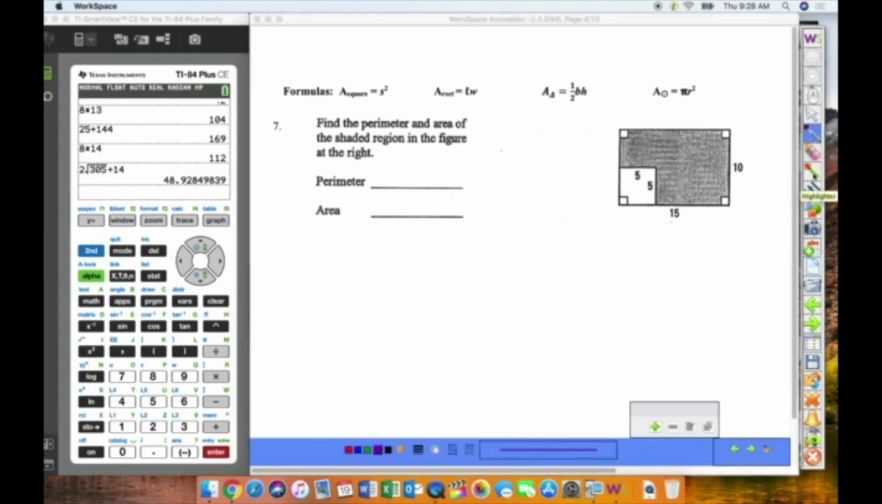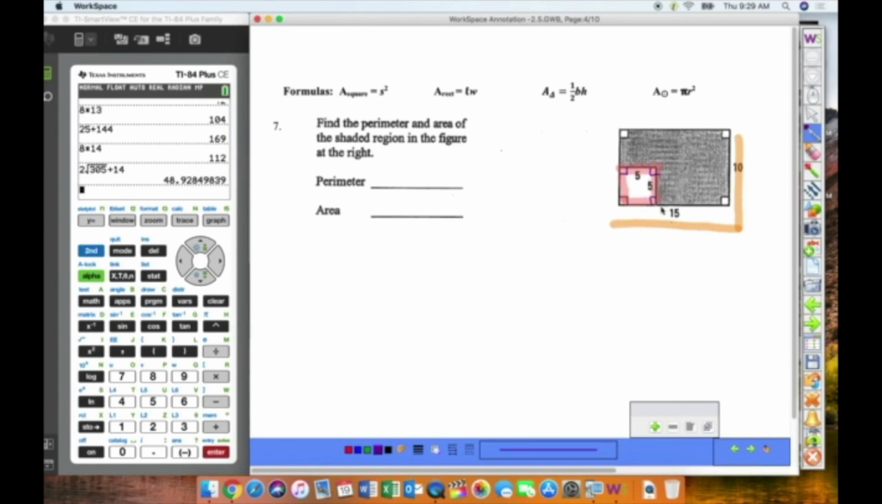Sorry, I grabbed the wrong tool. 10 by 15. Well, the problem is that's not the entire shape. They've got this little dude right in here that's a square, because if this is a right angle and we've got our parallel lines and all of this stuff, we pretty much have to assume. We can prove it later, but we don't have enough information right now in this class to prove that that's really a square. But 5 by 5, this is a square on the inside.